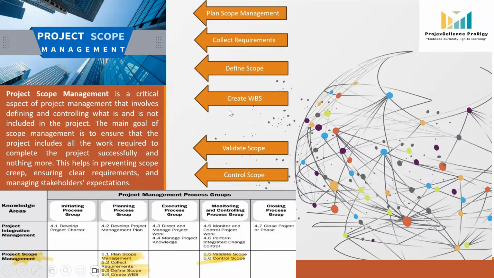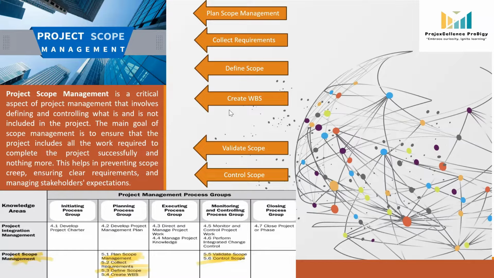The very first one is plan scope management, means developing a scope management plan that documents how the project scope will be defined, validated, and controlled. The second process is collect requirements. In this, we will determine, document, and manage stakeholder needs and requirements to meet the project objective.